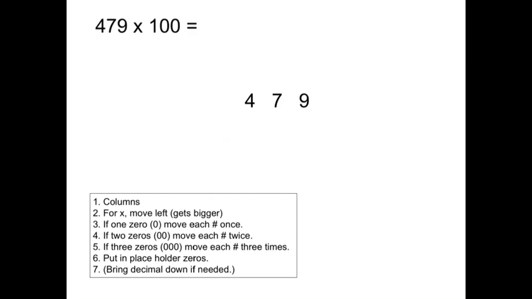Now I'm going to multiply 479 by 100. The only thing that changes here is that because 100 has 2 zeros, I want to move each number twice to the left, and I'm moving it to the left because I'm multiplying, and if I'm multiplying, the number's going to get bigger. The first thing I'm going to do is put this number here into columns. So I should put my columns in. The one on the right next to the decimal is always going to be a units. This next number is going to be a tens, and this next number is going to be a 100.